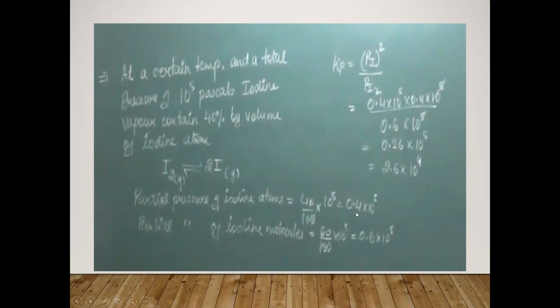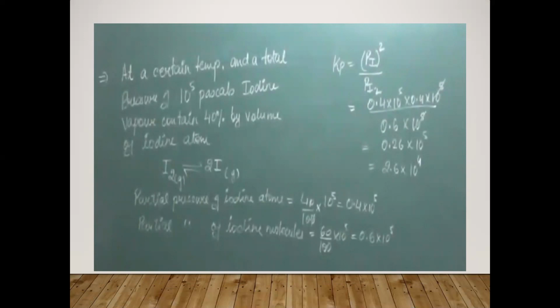That is this. हमारे पास iodine atoms का partial pressure आ गया है ना, because उसने क्या बोला है हमारे पास कि iodine vapor contains 40% by volume of iodine atoms. Atoms कितने present हैं? 40%. अगर 40% atoms present हैं तो it means बाकी का 60% iodine किस form में present है? Vapor form में. ठीक है, तो vapor form का pressure कैसे निकलेगा? 60/100 into 10 to the power 5. So now we have the partial pressure of iodine atom and also the partial pressure of iodine molecule.